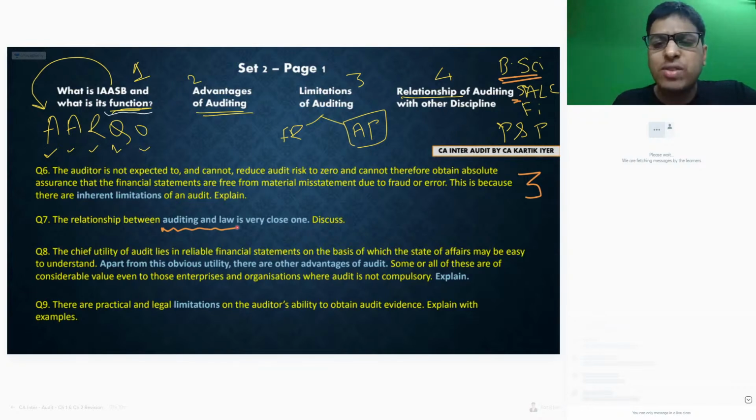Okay. So you have to be very careful in the exam. You have to prepare each and every short note. So auditing and behavioral science, auditing and statistics, auditing and accounts, auditing and law, auditing and economics. Like this, they can ask you the short notes also. Clear? Very simple. So this is in relation to point number 4.